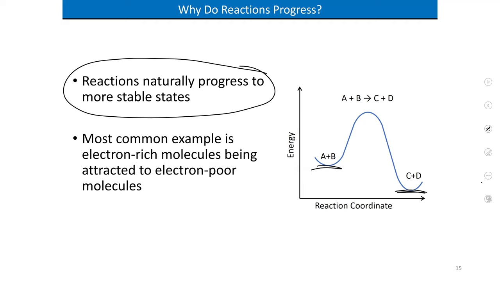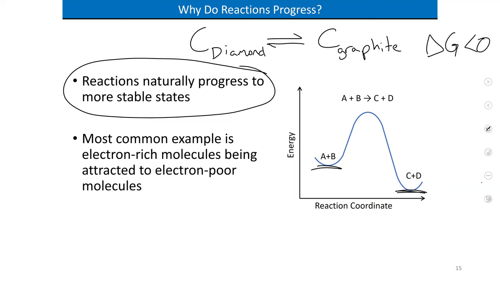Because if you look at something like carbon as a diamond, going through a spontaneous phase change to be carbon as graphite, this is actually spontaneous at standard conditions, at sea level pressure, standard temperatures. This process has a negative delta G. How come we don't observe it happening then? Because it takes so long.